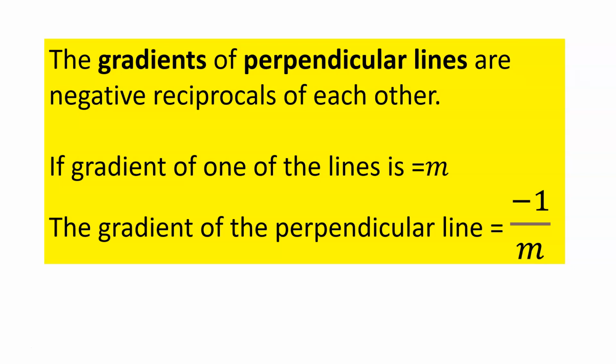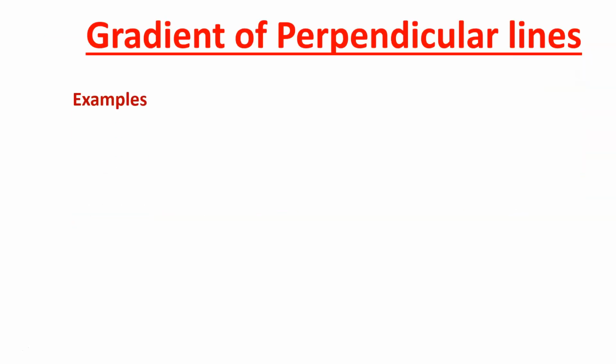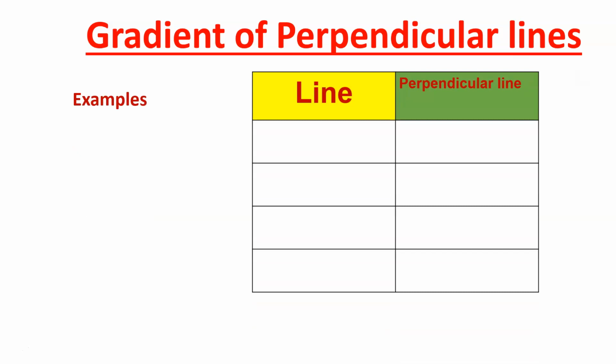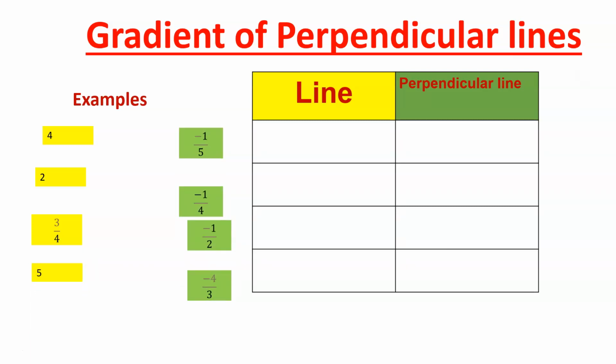Amazing. So this simply helps us to find the gradient of a line, the same way as we found the gradient of parallel lines, as we have seen before. Okay, now let me see if you can do this. Line and its perpendicular line. Here I've got 4 gradients of lines, and here I've got 4 gradients of lines which are perpendicular to those 4 lines. Let me see if you can find which pairs are perpendicular, so you can match them.